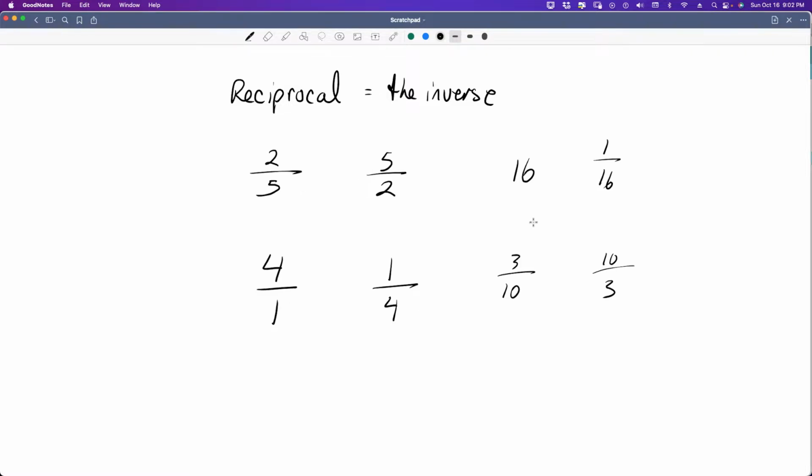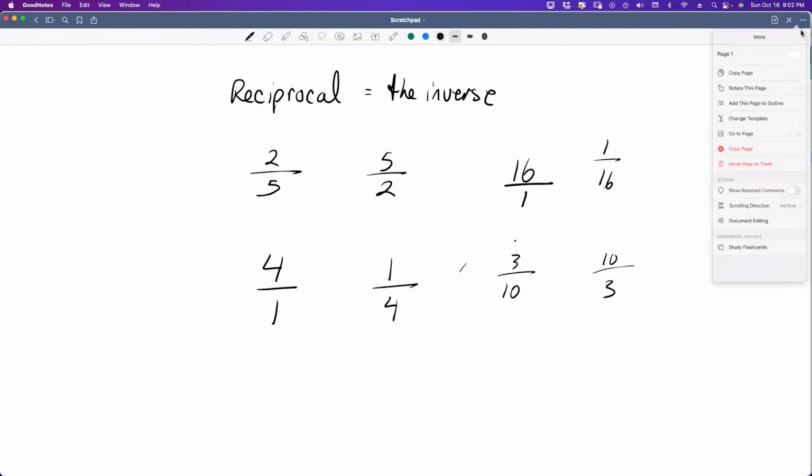The hardest part about it is remembering that a whole number can be turned into a fraction by putting it over 1. And all that means is if you took 16 and divided it by 1, you would still get 16, right? So that is why we can put any whole number over 1 without changing its value.